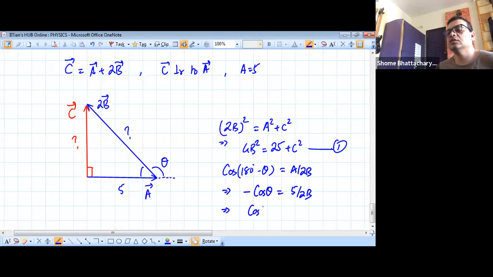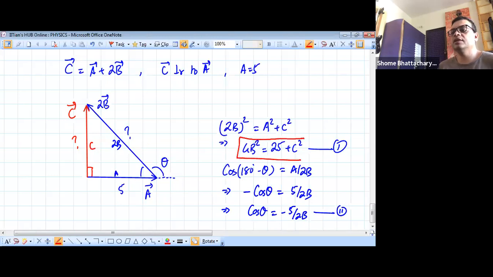Or cos theta is minus 5 by 2B. This magnitude is 2B, which is unknown. This magnitude is C. This magnitude is A, which is 5. This is a right angle triangle. So these are my equations 1 and 2. But as you can see, we don't have enough equations right now because we have 3 unknowns. Theta is unknown, B is unknown, and C is unknown. So we need more equations.